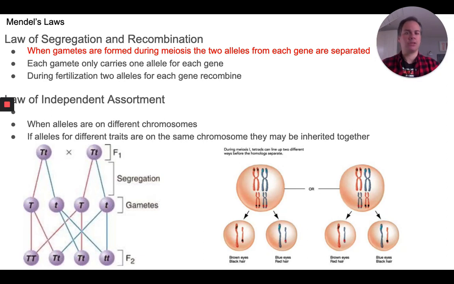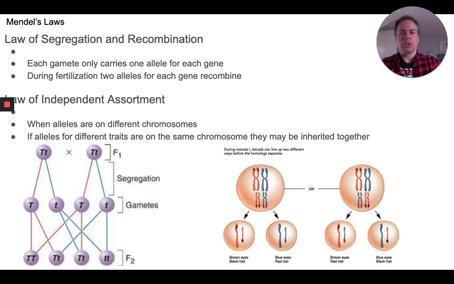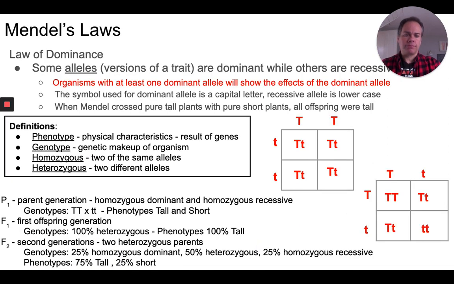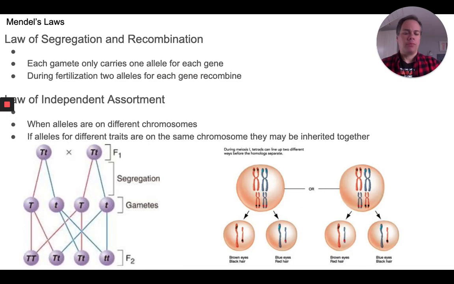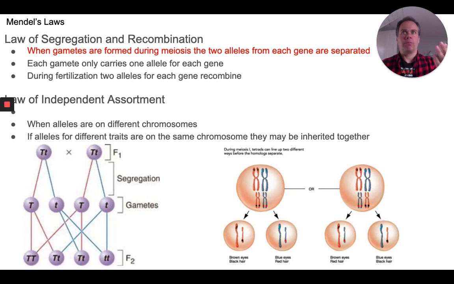But each gamete is only carrying one allele for the gene. So when Mendel was looking at his pea plants, there were the genes for tallness, big T and little t, two alleles for height of the plant. During meiosis, those two alleles got separated. And in fertilization, they recombined.